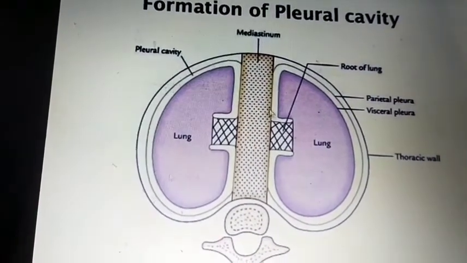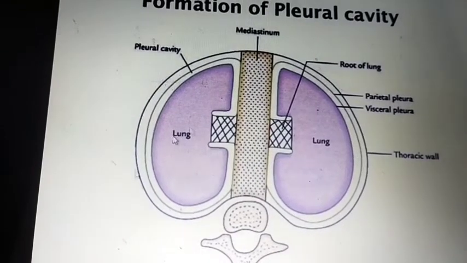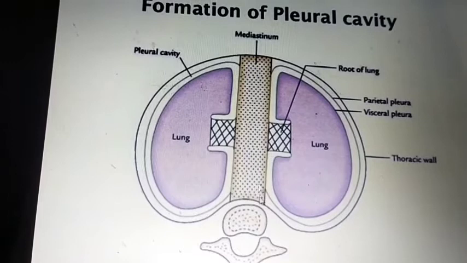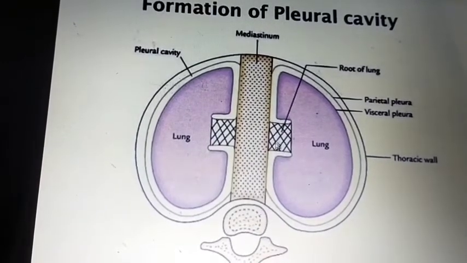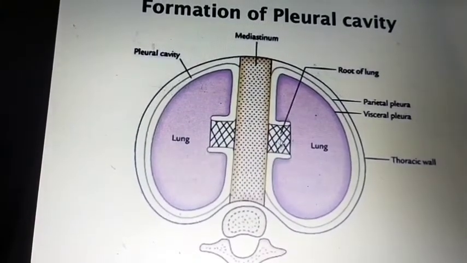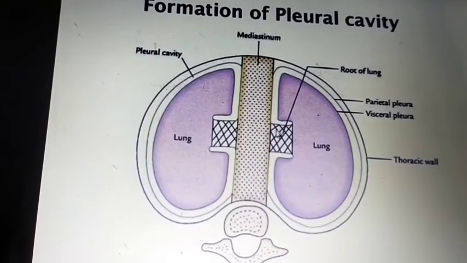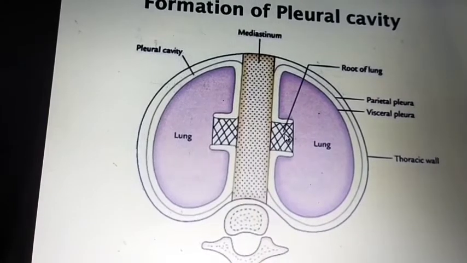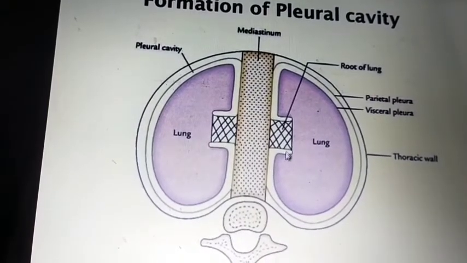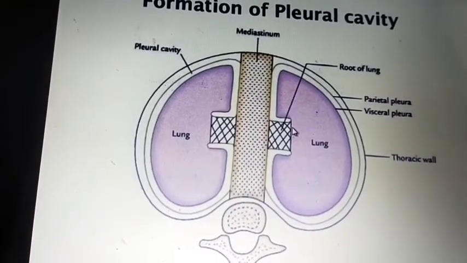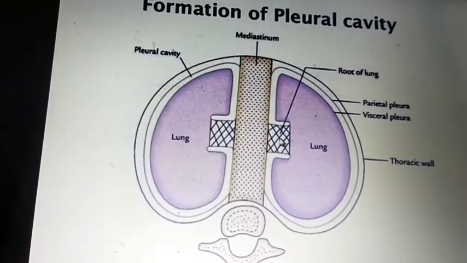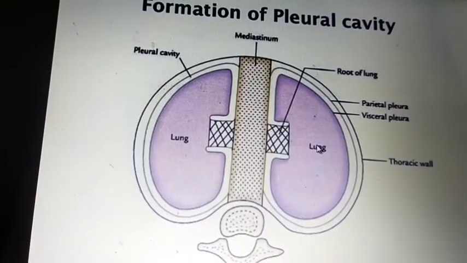This is a cross section of a thorax. Laterally, this is the lung, this is the mediastinum, and this is the root of the lung. What structures pass in this root? Trachea, or right bronchus and left bronchus, and the vessels, pulmonary trunk or pulmonary artery and vein, and lymph nodes are also present here. They pass into the lungs.